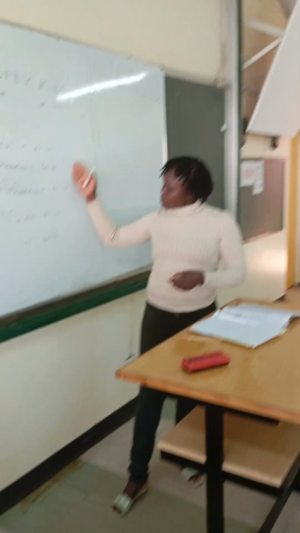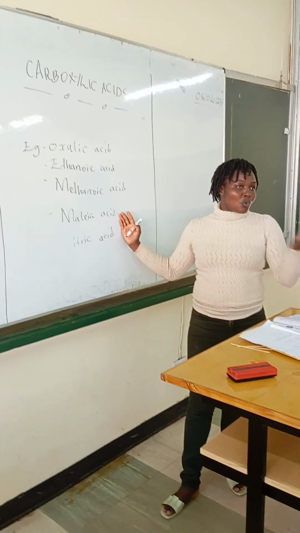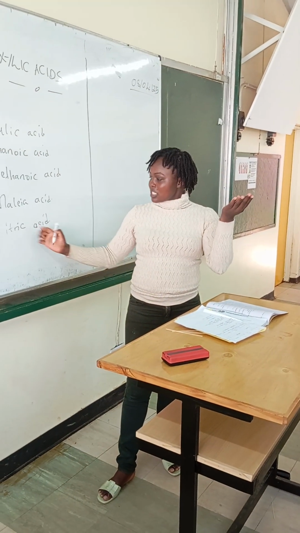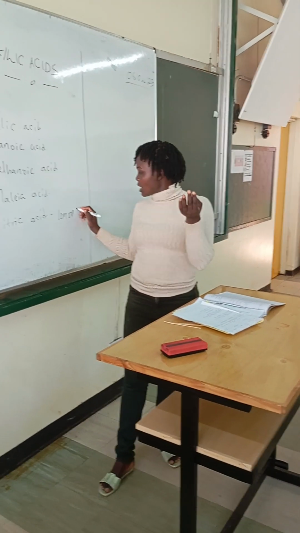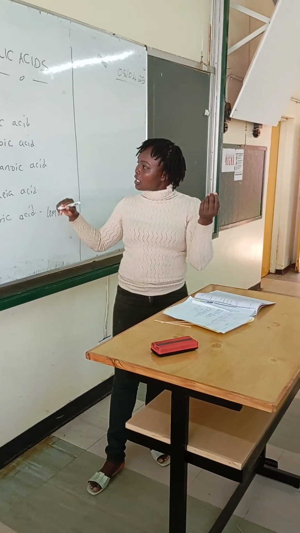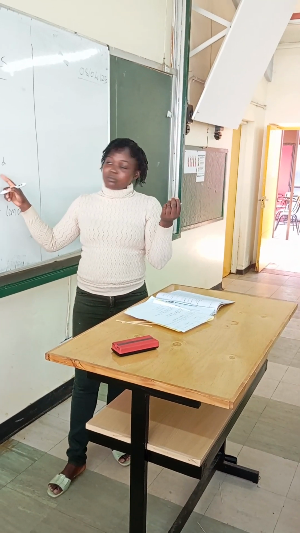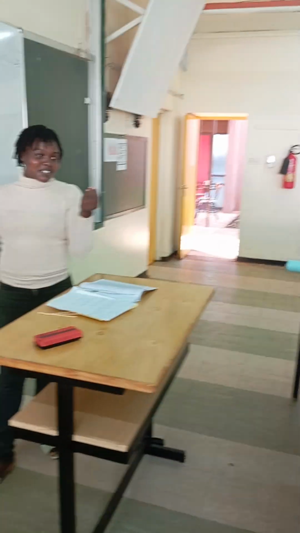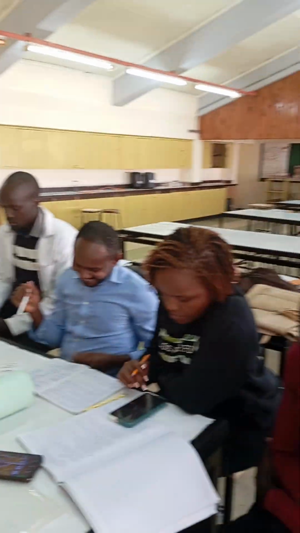These are the examples of carboxylic acids. As we may note, most of them occur naturally. Citric acid is found in lemons, and methanoic acid is found in bee stings. A bee contains methanoic acid, then it gives you a sting.